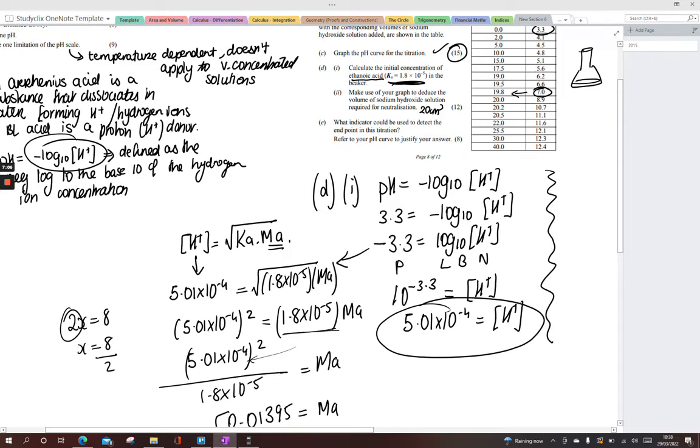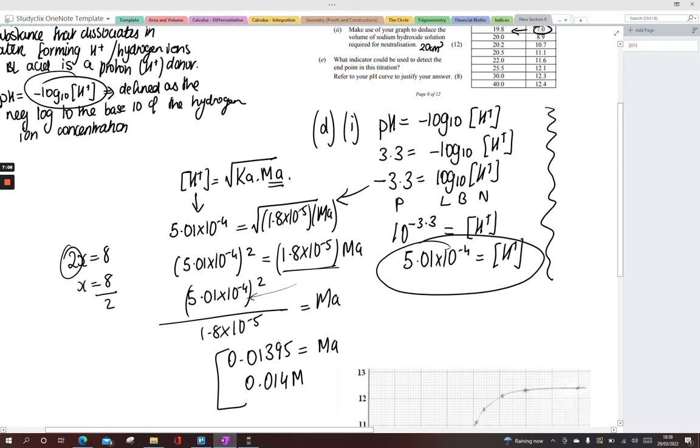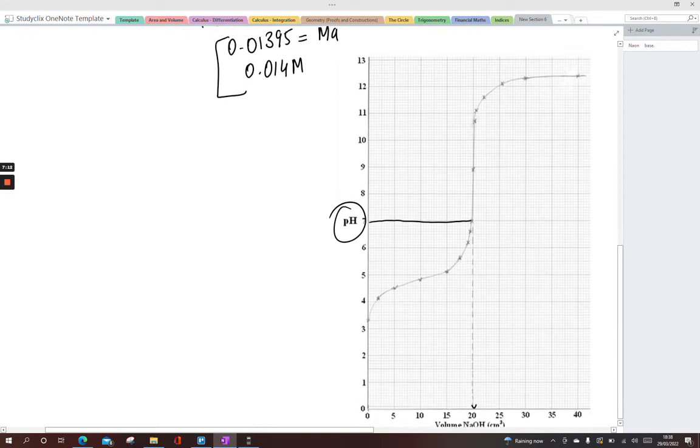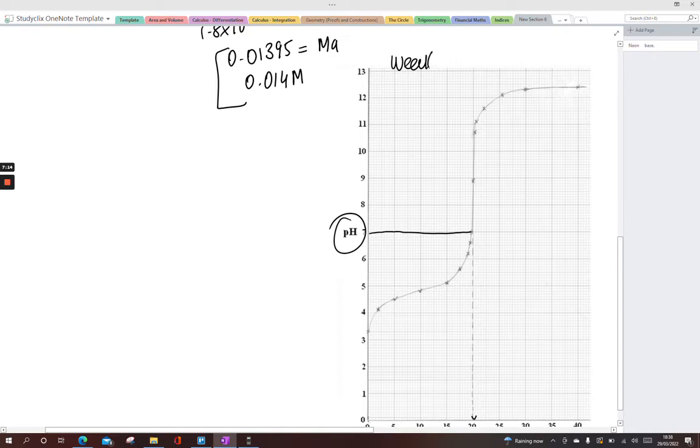And what indicator would you use? So I'll do it down here. So the indicator being used, and remember this is a weak acid versus a strong base. And the indicator you always use here is phenolphthalein. Bonus points if you spell it right.